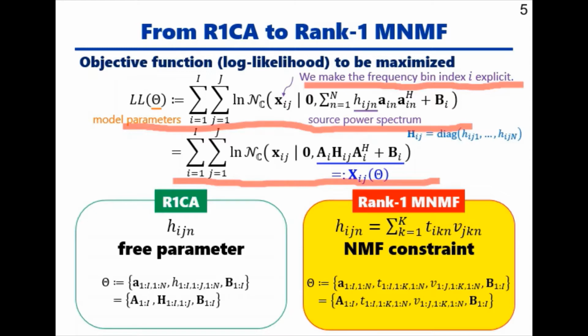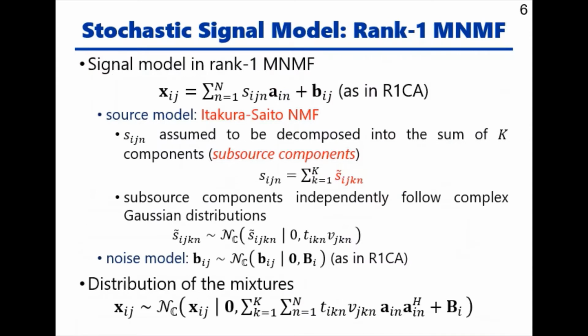The difference between these methods lies in how the source power spectrum H is parameterized. In R1CA, it is a free parameter, whereas in rank 1 MNMF, it is parameterized by NMF. In rank 1 MNMF, the mixtures X are modeled by this equation as in R1CA.